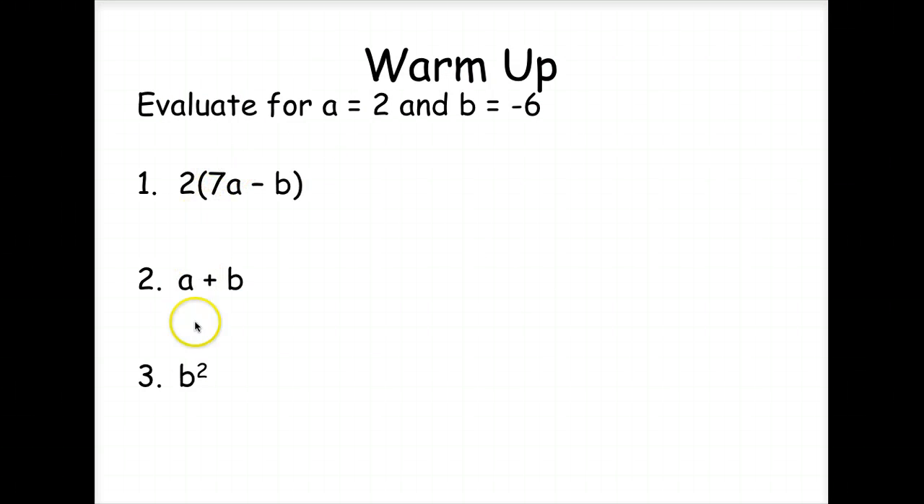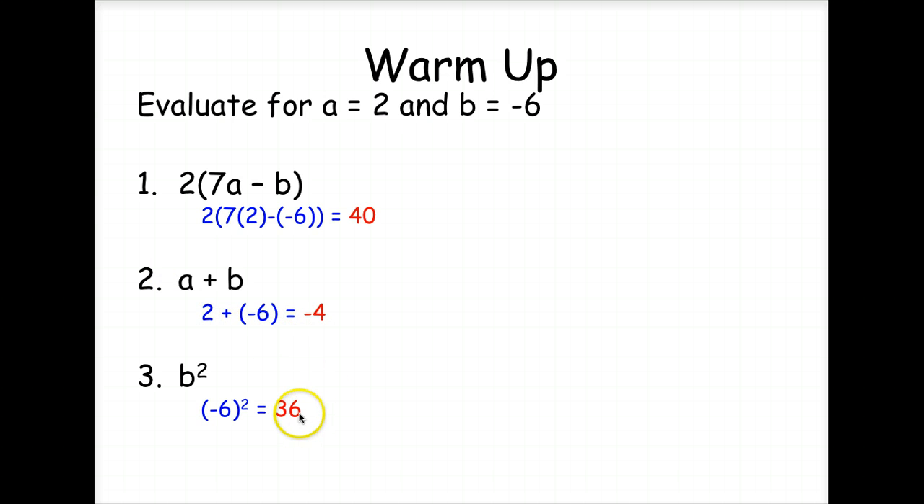We're going to evaluate all three of these expressions for a is equal to 2 and b is equal to -6. So pause the video for a moment, then come back and check your answer. Okay, everywhere there's an a you put a 2, and a b, a -6. I always put mine in parentheses, that way you don't miss this negative business. So did you get 40 for number 1? How about -4 for number 2? And a positive 36 for number 3. Excellent job.